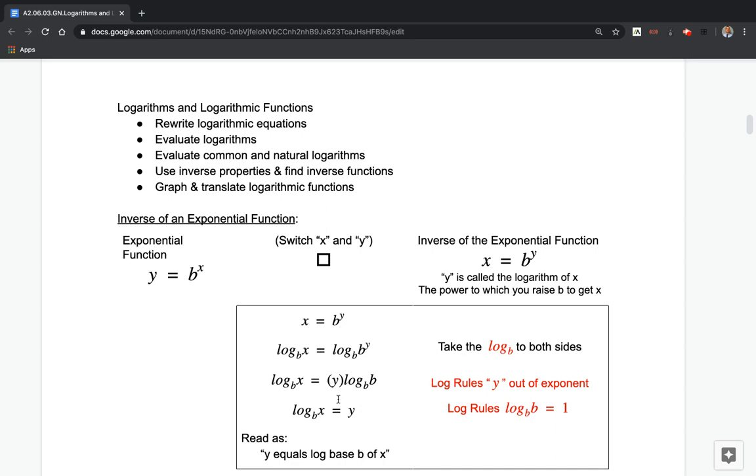Then we can use another log rule that says if you have a log base to the same value that you're taking the log of, that is equal to 1. So log base b of b is equal to 1. Right there, that value is equal to 1. So y times 1 is just y. And so we have y equals log base b of x. That's how we can read that.